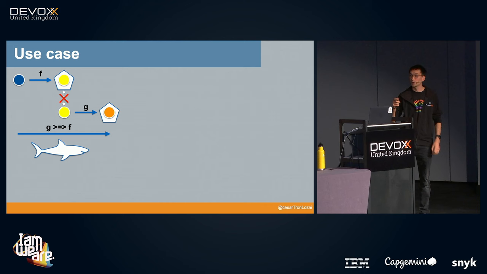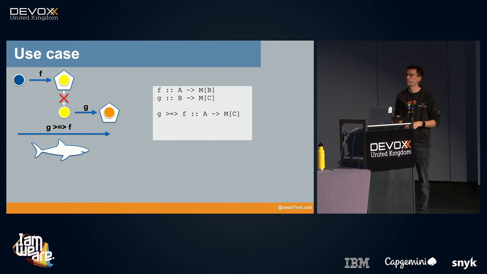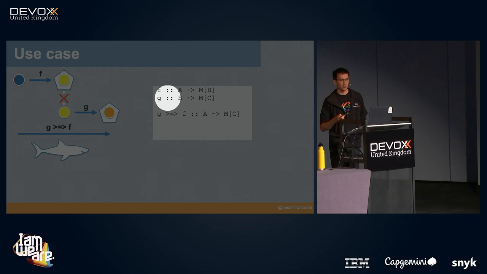And the question is, function composition is very trivial to implement. You take the output of one function, you give it to the other one. But how do we implement this operator? Well, let's look at the types. So we have the first function that goes from A to M of B. I wonder what M stands for. And G from B to M of C.